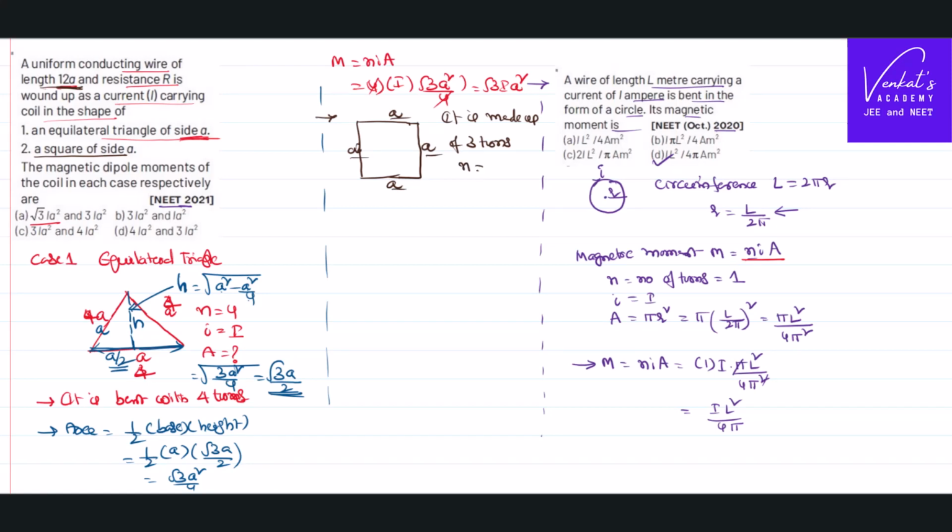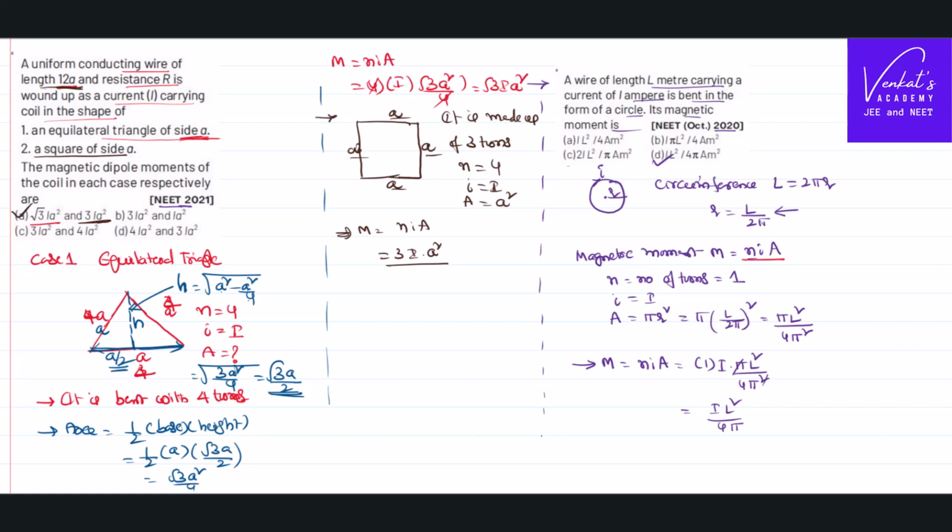Therefore, in this case N equal to 3, in this case also I is capital I, area of a square is length into breadth A square. Knowing all of them, I can find out magnetic moment as NIA, N is 3, I, area is A square. So, 3I A square is the option, that is the second option available, right. So, that is how we have to get the answer, right. So, option A is the answer.